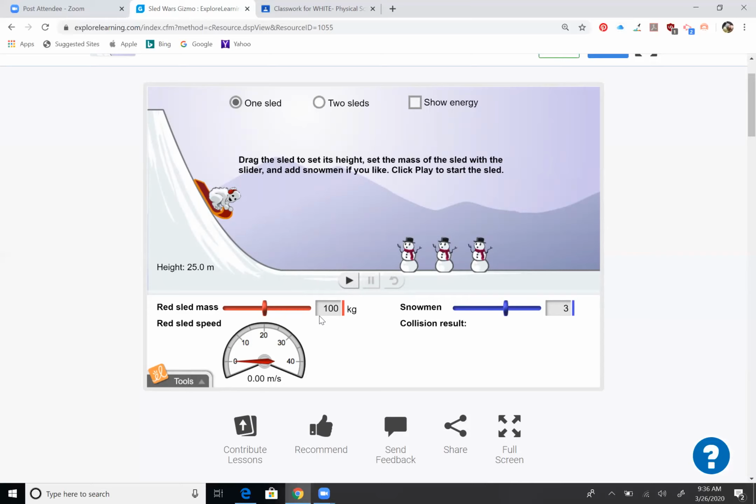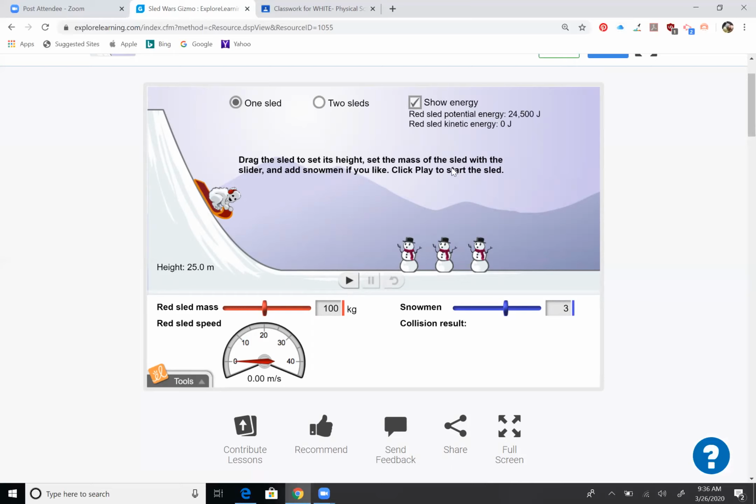We've been talking about kinetic energy and potential energy. We know kinetic is energy of motion, potential energy is stored energy. Right now, while he's at the top of the hill, he has potential energy, and as he starts moving, it converts from potential to kinetic. So we need to turn on the show energy, which is up at the top. You can see right now he has potential energy, but he has 0 kinetic energy.